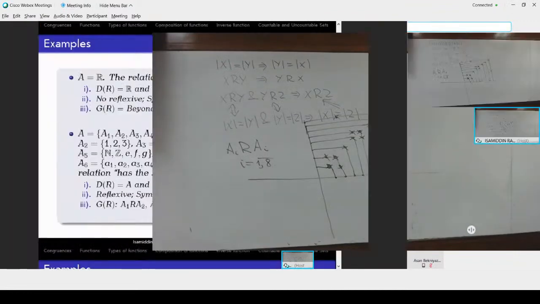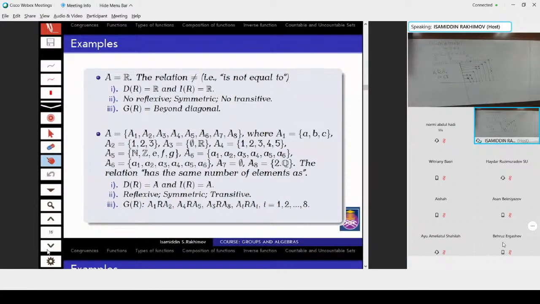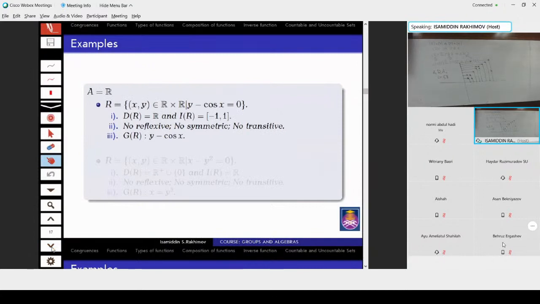Next example. Next example is, again, A is R, but the relation is now given by some formula. The relation between X and Y is given by this equation: Y minus cosine X.